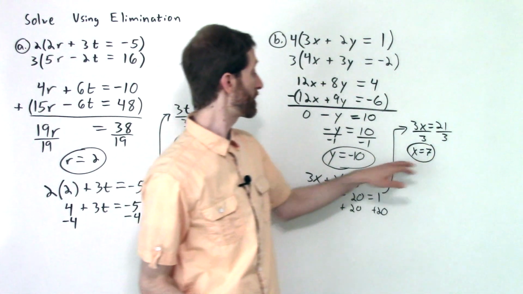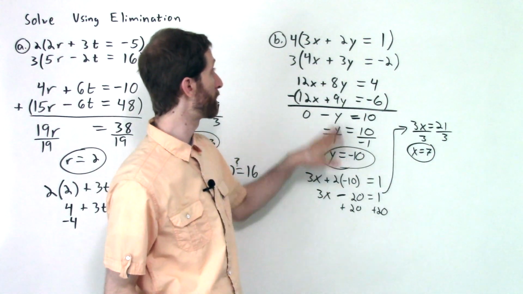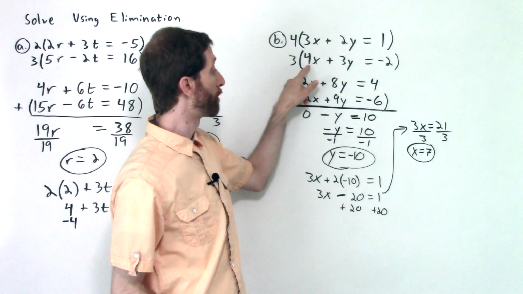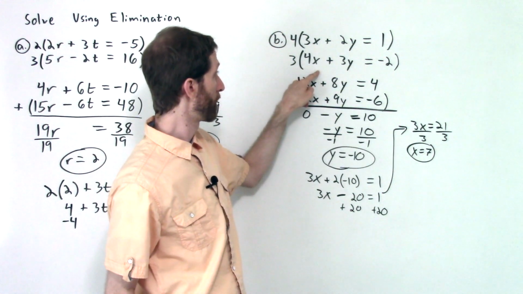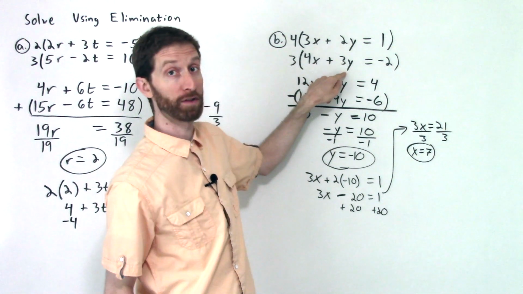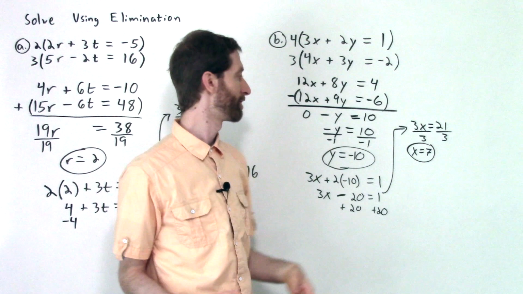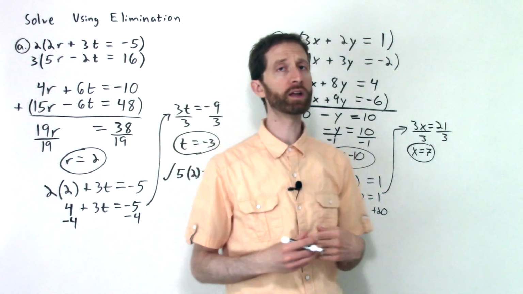And again, we could take these values, 7 and negative 10, and plug them into the other equation that we did not just use, which would be the lower equation. 4 times 7 is 28. 3 times negative 10 is negative 30. 28 and negative 30 is negative 2. So it checks out.